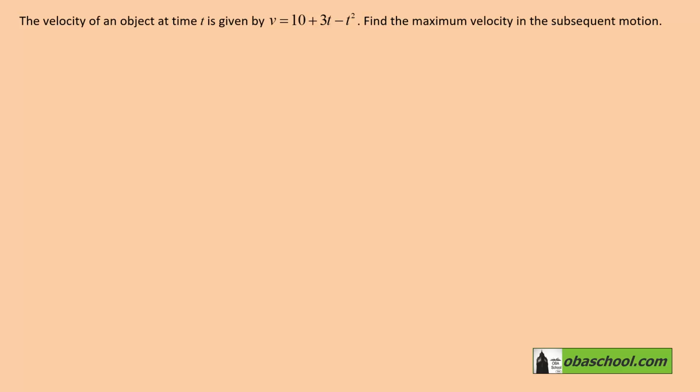The velocity of an object at time t is given by v = 10 + 3t - t². Find the maximum velocity in the subsequent motion. So we want dv/dt to be equal to 0.